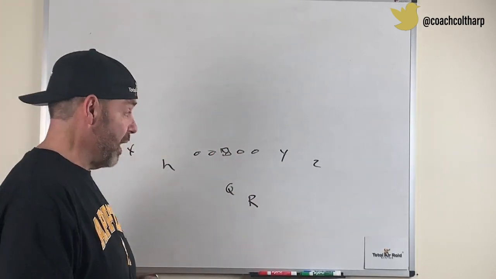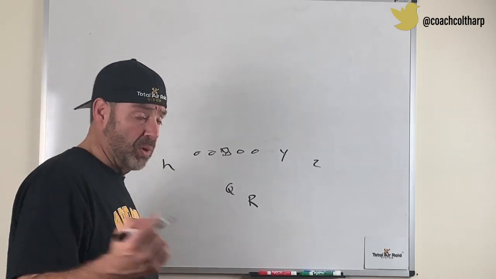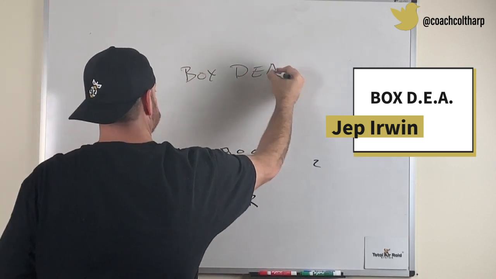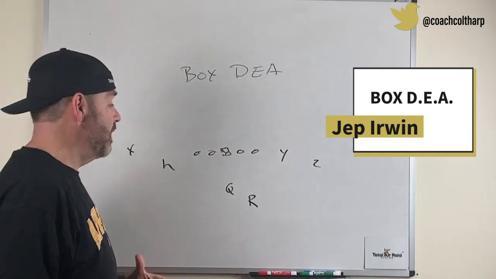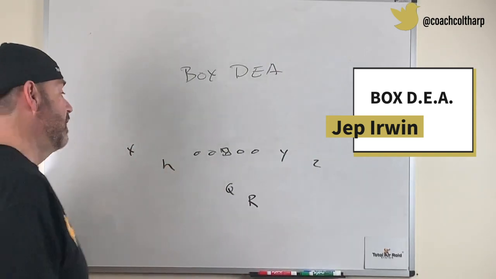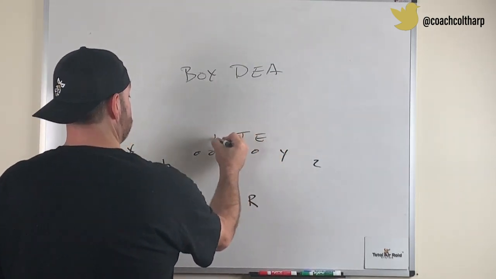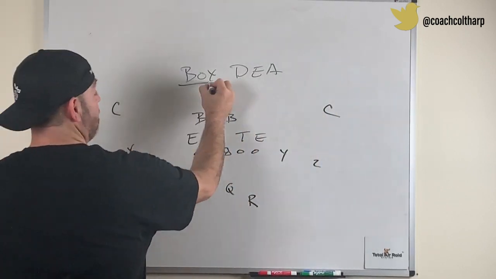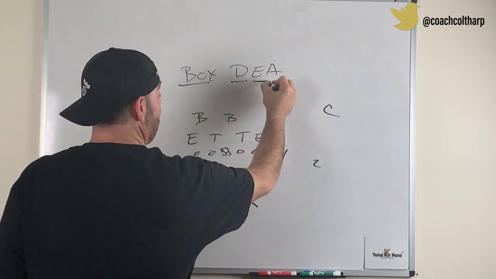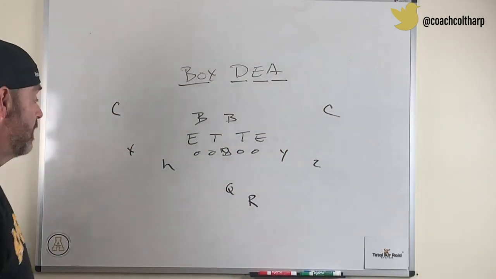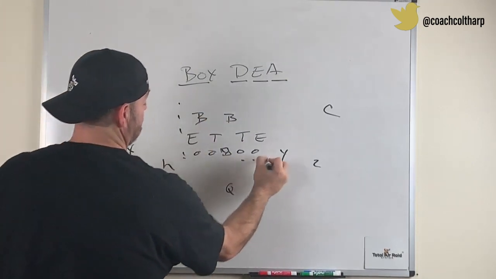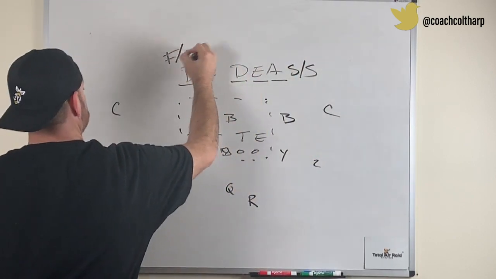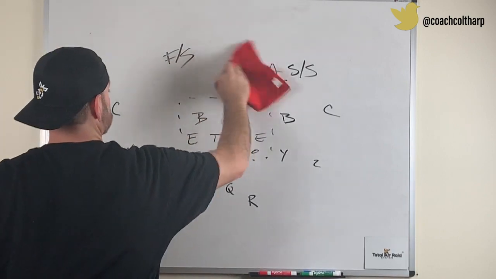But one of the high school guys at that time, Jeep Irwin, talked about this idea of box DEA. Basically it was a pre-snap deal for the quarterback. He was going to look at the box, the depth, then the eyes and the alignment of the secondary. Let me get the box DEA out of the way so you can get a better idea.